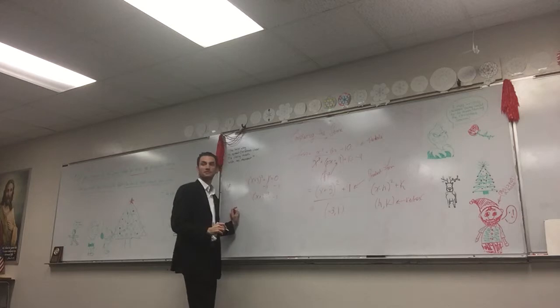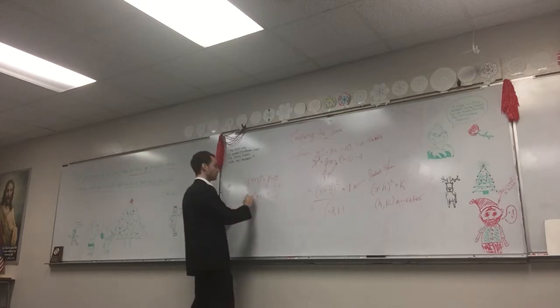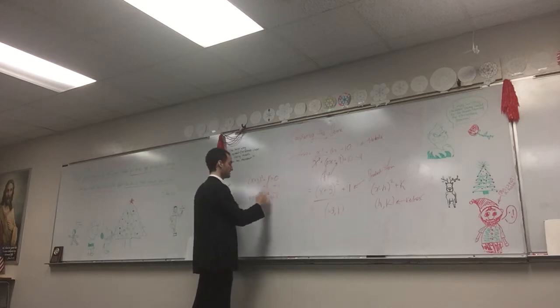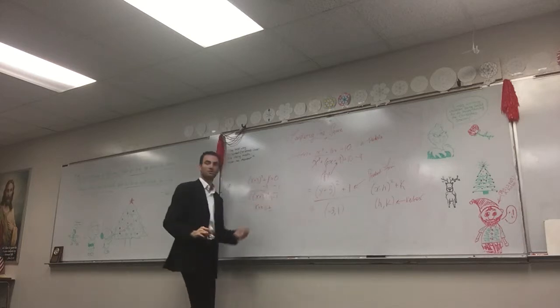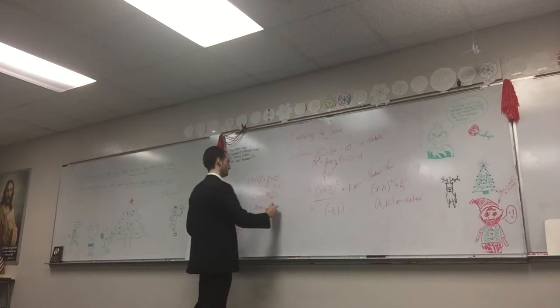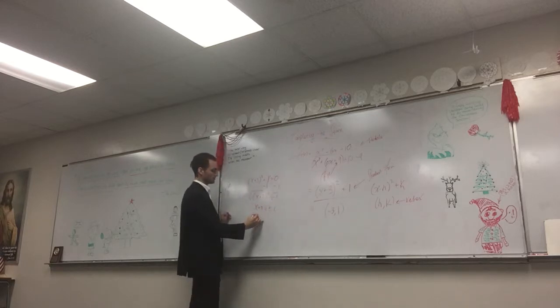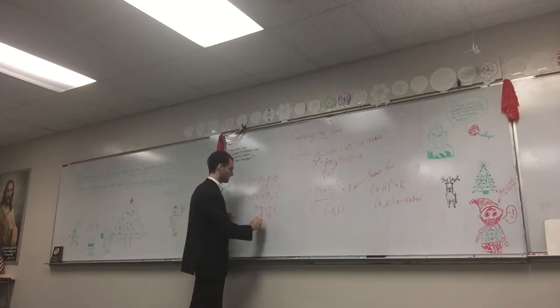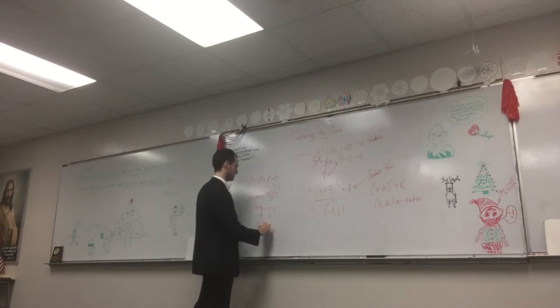Then what do I do? Square root both sides, right? That cancels out. I get x + 3 equals plus or minus. What's the square root of -1? i. Very good. Then what do I do? Subtract 3. x equals -3 plus or minus i.